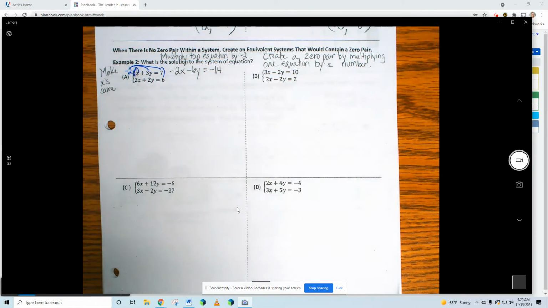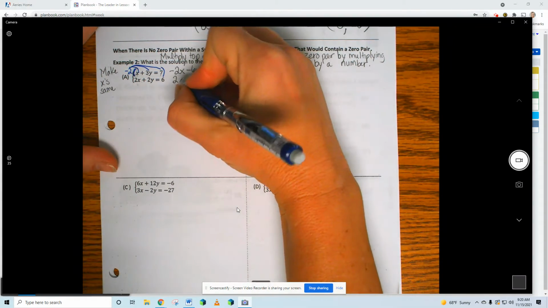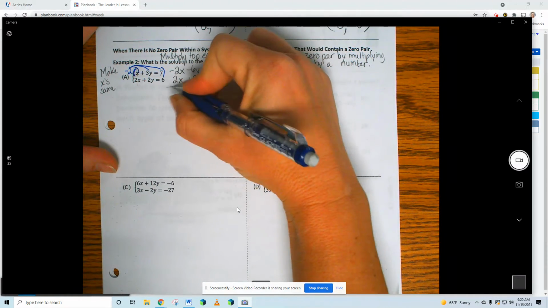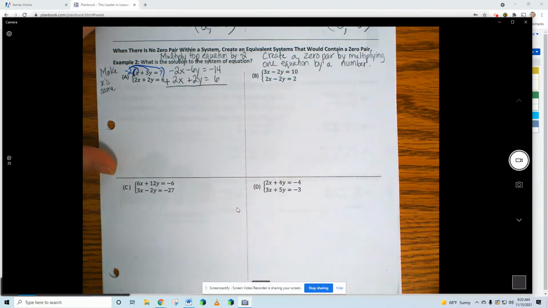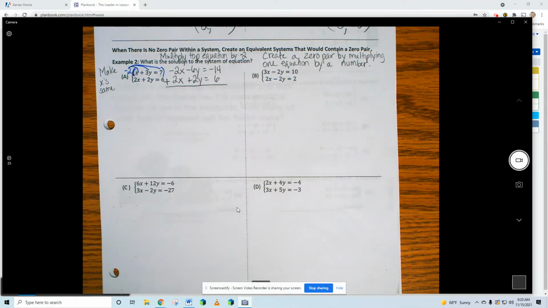Okay. The bottom equation doesn't change a bit. It's going to be the same: 2x plus 2y equals 6. Draw a big line and make a big plus sign.